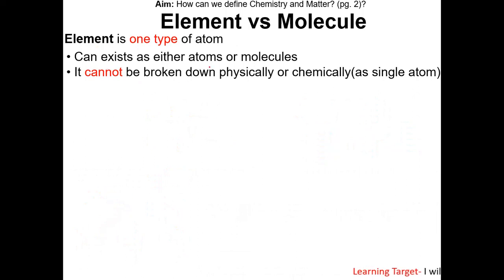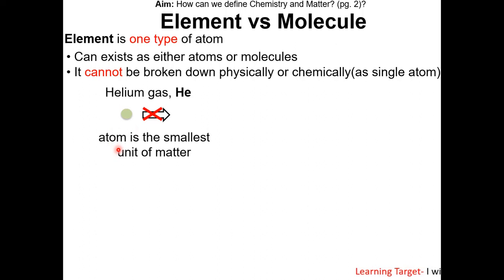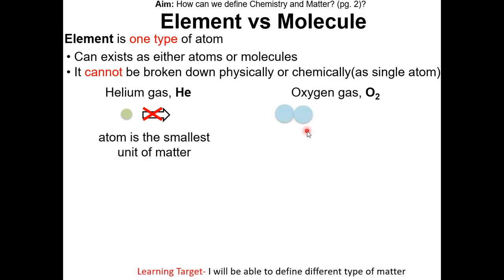An element cannot be broken down physically or chemically as a single atom. For example, helium cannot be broken down physically, and since helium gas exists as a single atom, it also cannot be broken down chemically, because an atom is the smallest unit of matter. Oxygen gas is also considered an element, therefore it cannot be broken down physically.